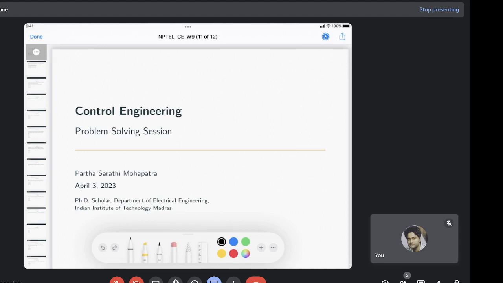Good evening. So, in today's problem solving session, we'll discuss some basic problems on compensator design using the frequency response approach. Frequency response approach means we'll be dealing with the Bode plot. Using that Bode plot, we'll design some compensator that will meet the desired specification. The specification means both the transient as well as the steady state specification.